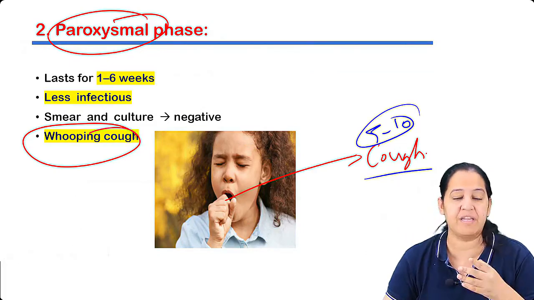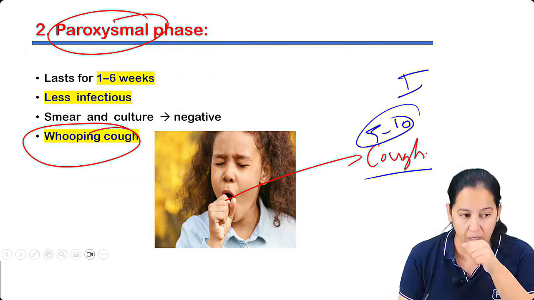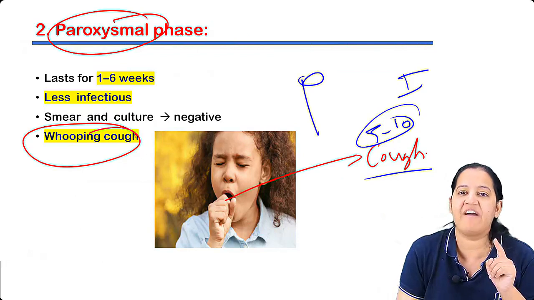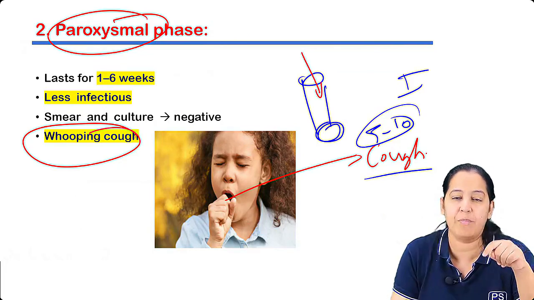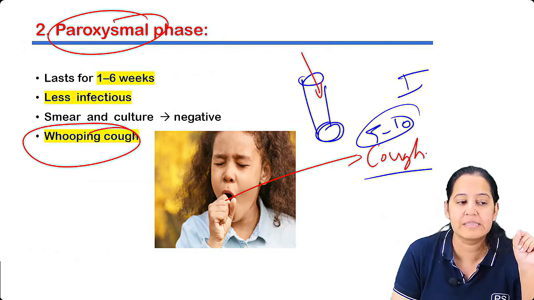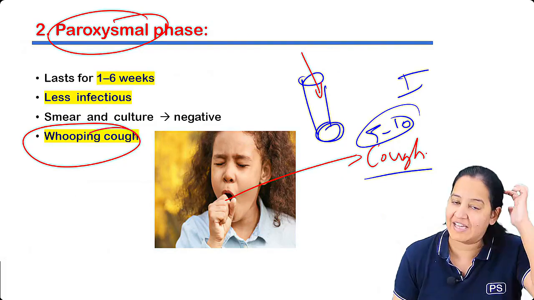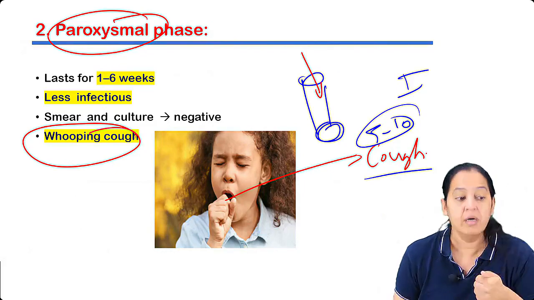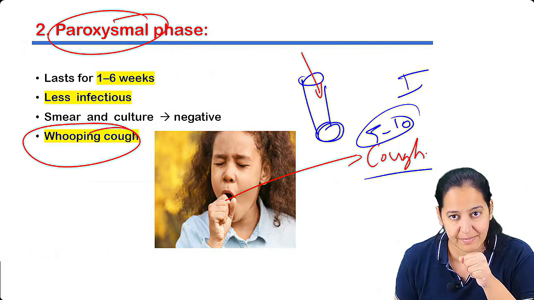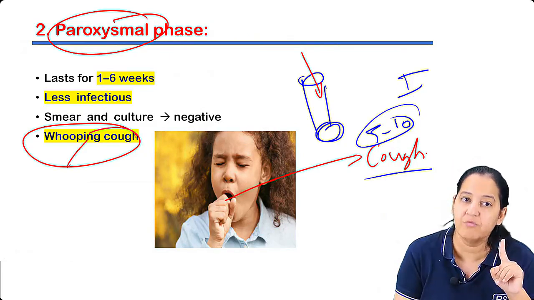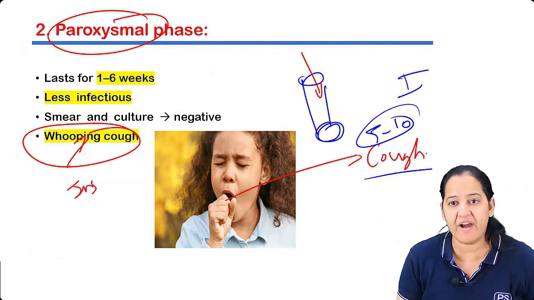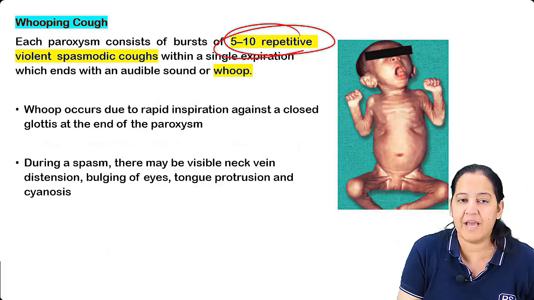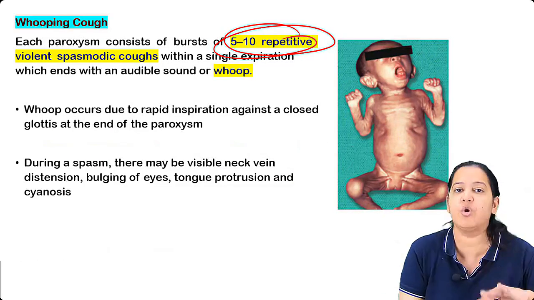After 5 to 10 times, when the patient starts the first inhalation, the air passes through a closed, very narrow pipe, and there is a sound, zzz. Whenever the patient is inspiring after coughing 5 to 10 times, that is known as whoop. Whoop is inspiration. So after 5 to 10 repeated expirations, the inspiration is known as whoop, hence whooping cough.